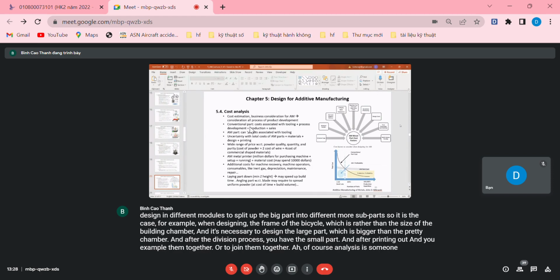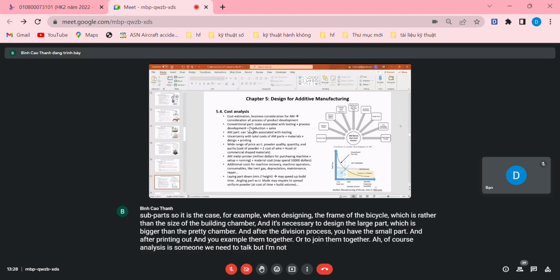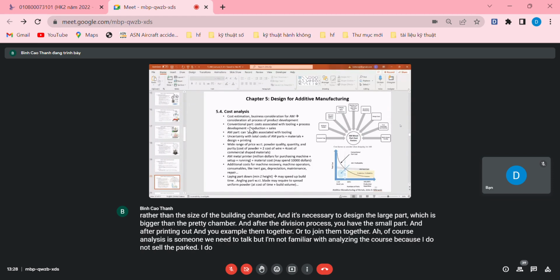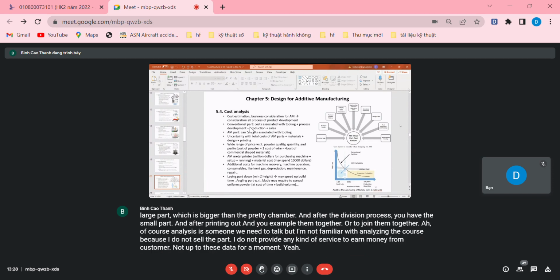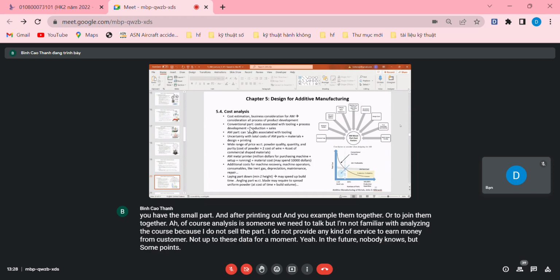Cost analysis is something we need to talk about, but I'm not familiar with analyzing the cost because I do not sell the part. I do not provide any kind of service to earn money from customers. Yeah. Not up to this stage for the moment. Yeah. In the future, nobody knows, but for the moment. But some points can be discussed here.